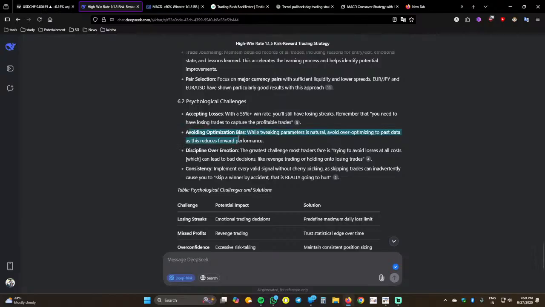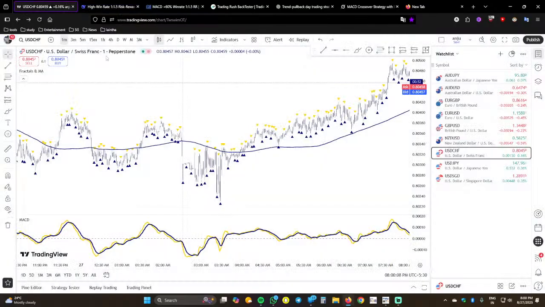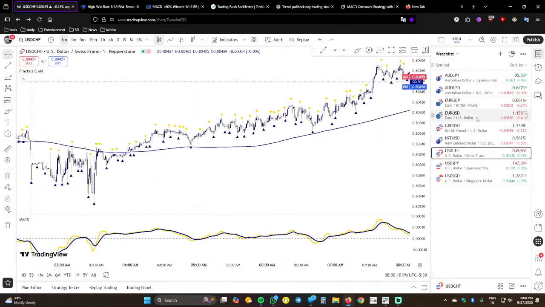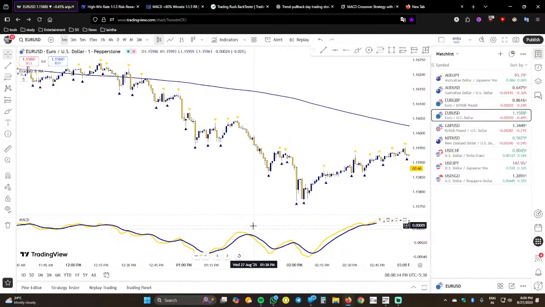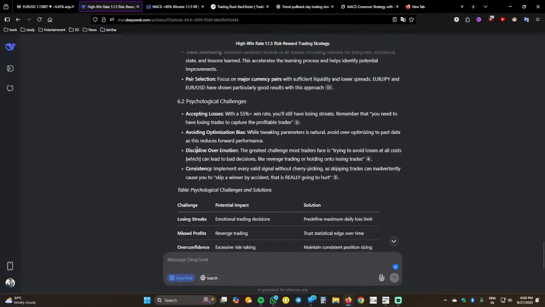Avoiding optimization bias. While tweaking parameters is natural, avoid over-optimizing to past data as it reduces forward performance. While doing the backtest, we'll strictly follow the rules. We'll strictly follow whatever the chart displays and whatever the indicator says, and we won't be tweaking much or forcing a trade.